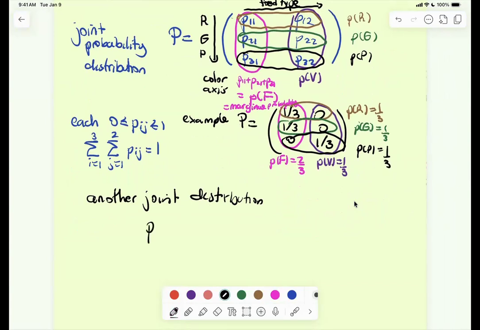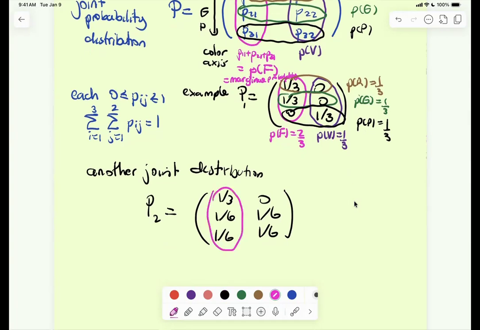Let's call this 1 and 2 because they are different joint distributions. So if the probabilities had been 1/3, 0, 1/6, 1/6, 1/6, 1/6, this is still a joint probability distribution for the same food types. And if you do the marginals, this still adds up to 2/3, and this one still adds up to 1/3.